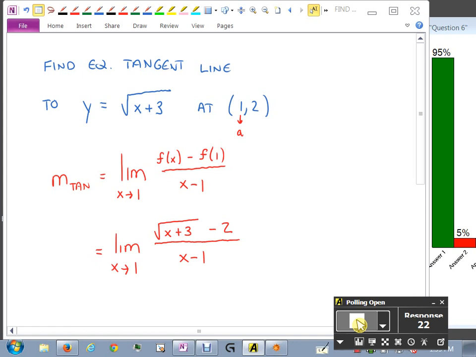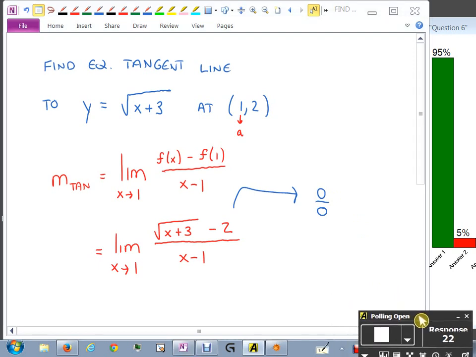What is the form of this limit? 0 over 0. Check it real quick. 1 plus 3 is 4. Root 4 is 2. 2 minus 2 is 0. 1 minus 1, 0. So we have a form of 0 over 0. I'll just put it on the side here. The form here, we get 0 over 0, right? Algebra or trick?